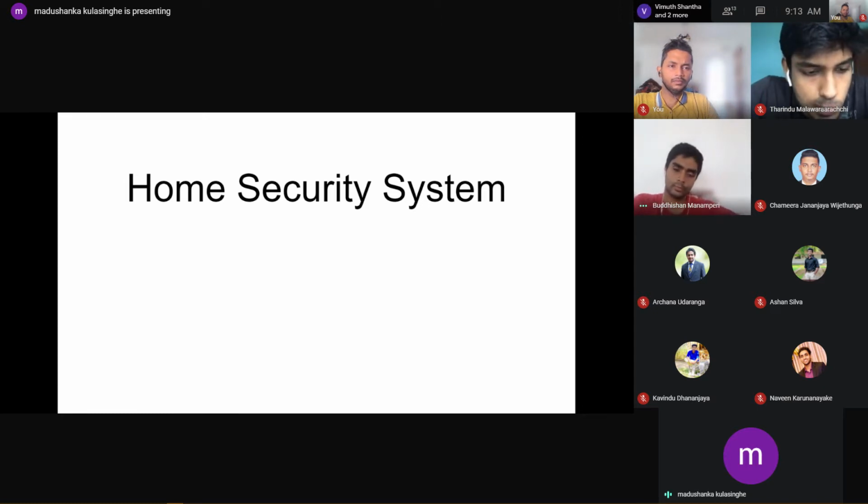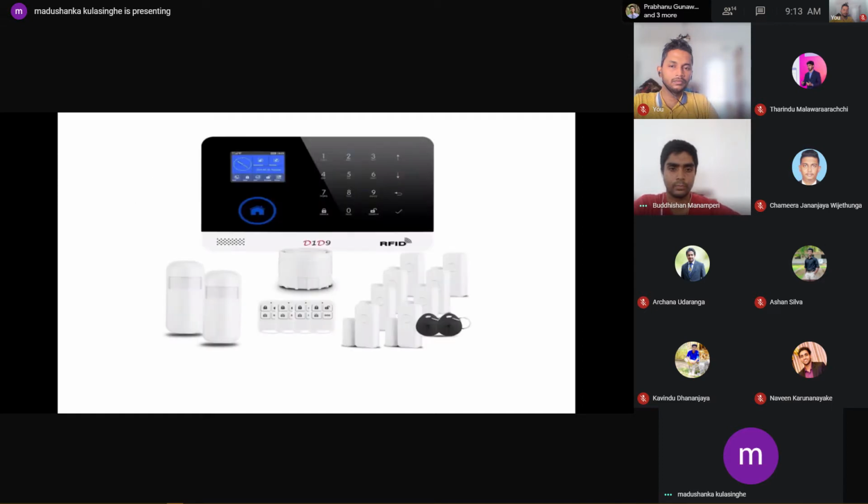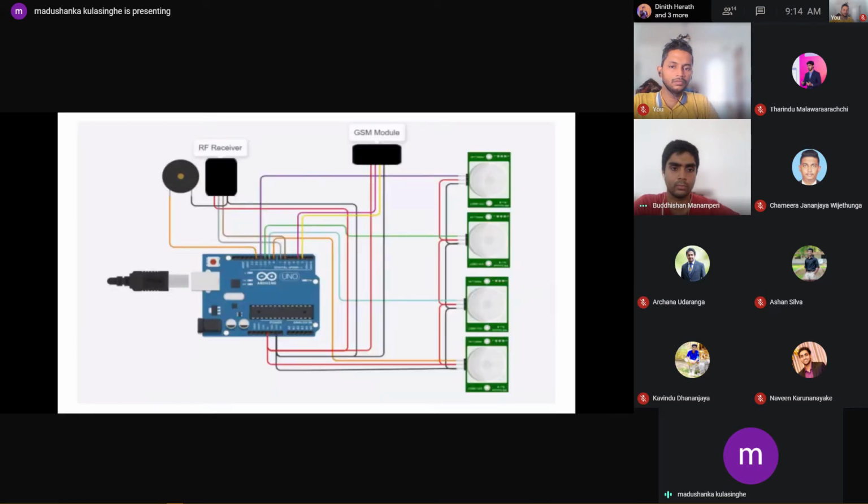Basically, it has one centralized control panel, and all sensors and other parts connect to it via wire or wireless methods. So this is the diagram of my basic system. I use four PIR sensors, one GSM module, an RF receiver and RF transmitter, and a speaker, and I use an Arduino Uno to control the whole system.